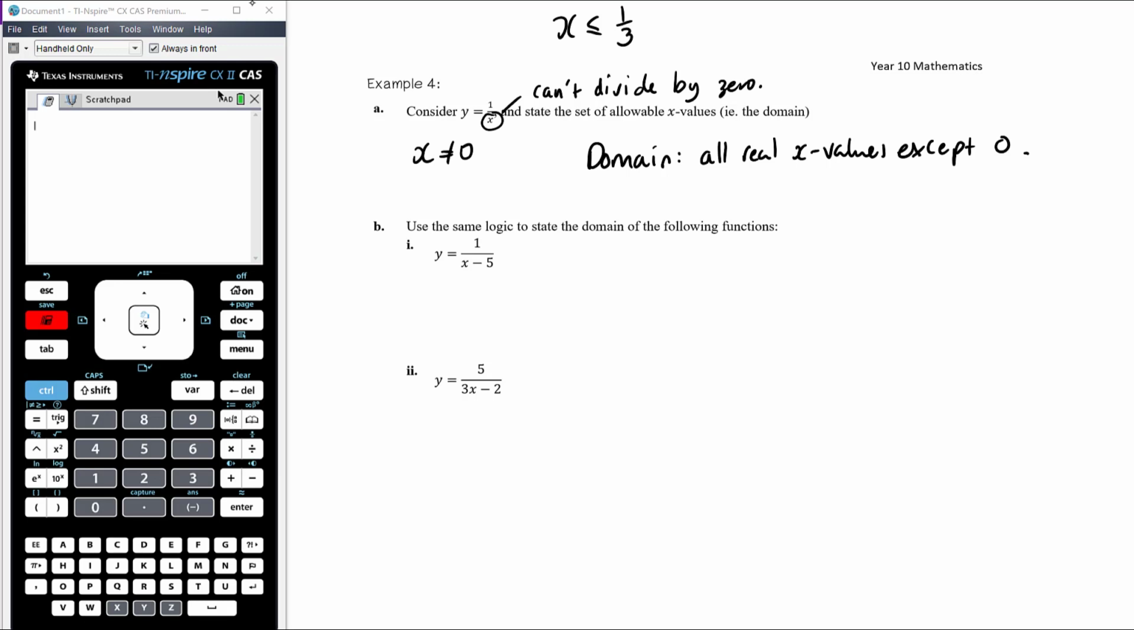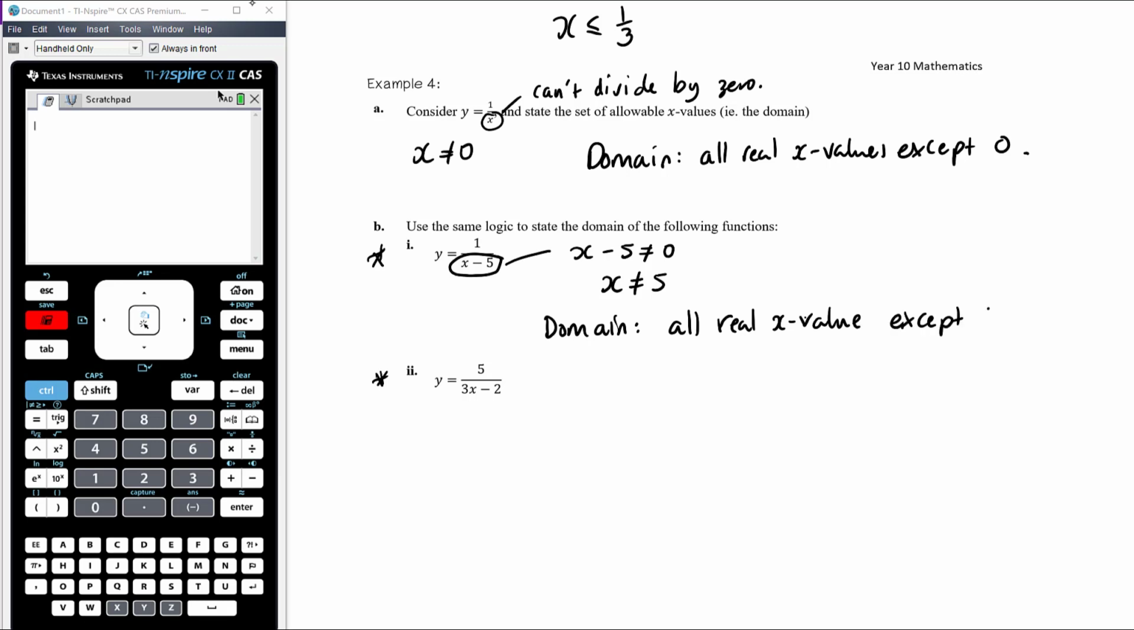We can use the same logic to state the domain of these two functions. Again, we can't divide by 0. It's not possible. And so any number that would make the denominator of the fraction equal 0 is going to be a problem. So we know that x minus 5 cannot be equal to 0, which means that x cannot be equal to 5. And so the domain of this function, and we'll be able to sketch these graphs in a couple of videos' time, is all real x values except for 5.